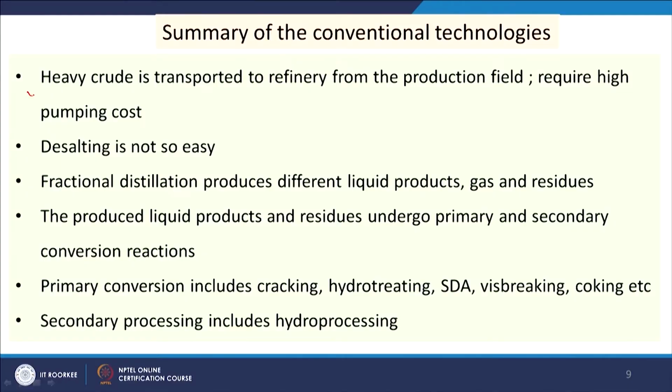heavy crude oil is transported to the refinery conventionally from the production field and then requires high pumping cost. Desalting is not so easy at the refinery site, and fractional distillation produces different liquid products, gas and residues. The produced liquid products and residues undergo primary and secondary conversion reactions, and then primary conversion includes cracking, hydrotreating, solvent deasphalting, visbreaking, coking, etc., and secondary processing includes hydroprocessing. So, this is about our conventional technology.